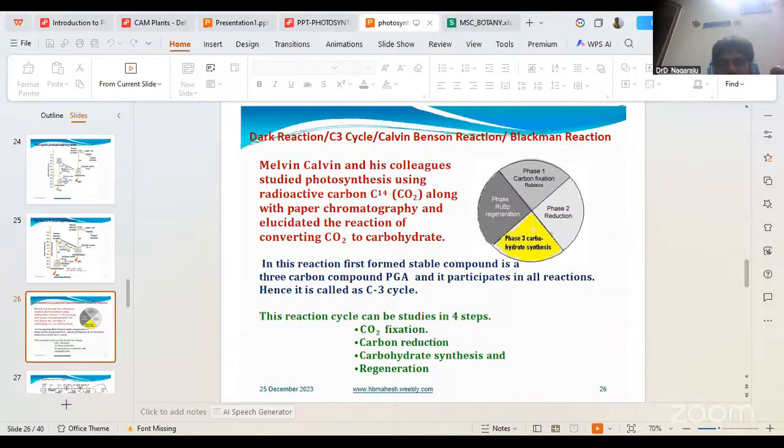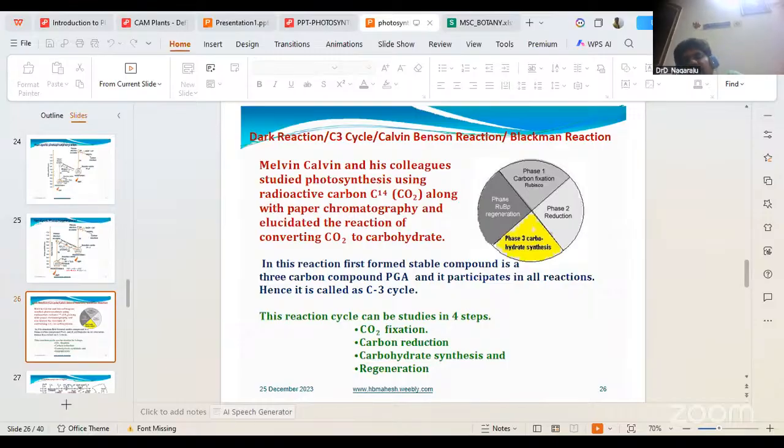From it, two molecules of 3-phosphoglyceric acid are formed, with the phosphate at the third carbon. That's why it is 3-phosphoglyceric acid. Here it has 1, 2, 3 carbons, that's why we call it the C3 cycle. The 5 carbons in the ribulose phosphate plus 1 carbon, 5 plus 1, 6 carbons, form 2 three-carbon products, that is 2 molecules of 3-PGA.